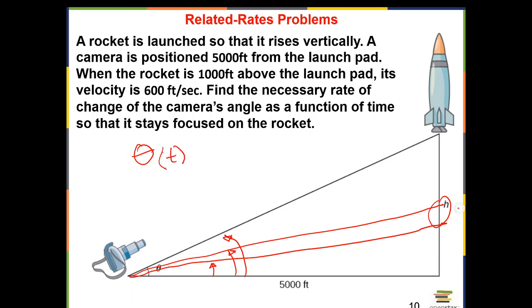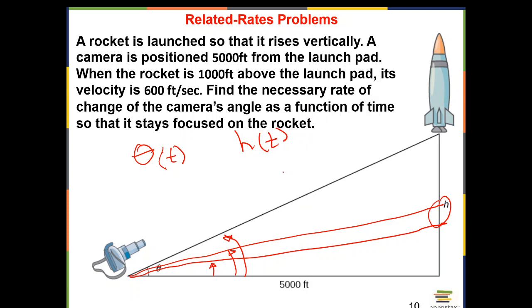Another variable that is changing is the height here. So h is a function of t. There is also this distance from the camera to the rocket that is changing. We don't care about that in this problem. We're not told to care about that. So we're just going to leave that variable alone and not get it involved at all. We don't need to know it.